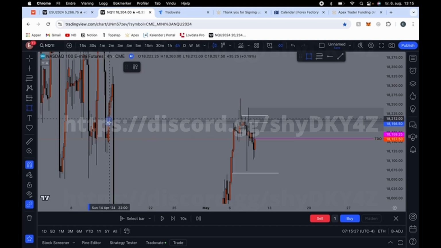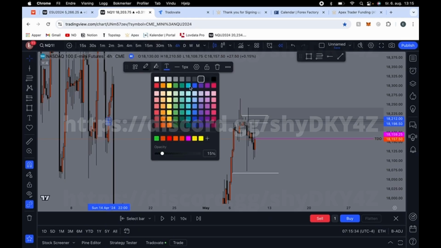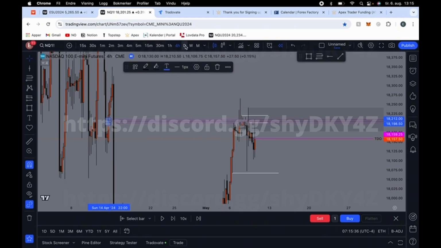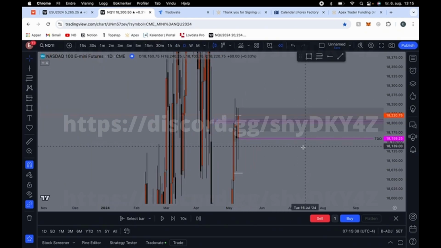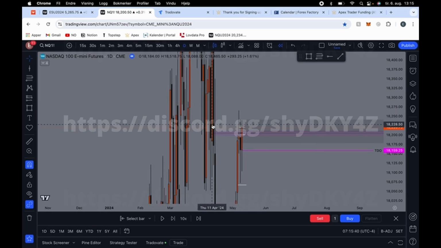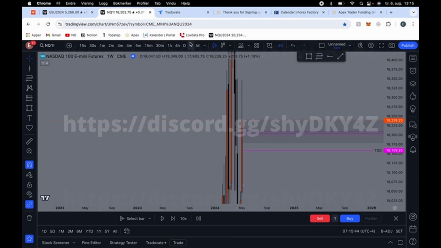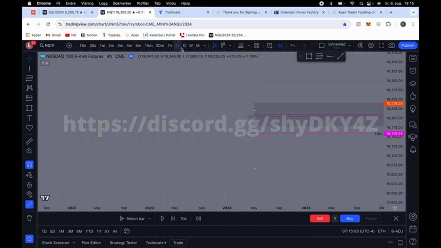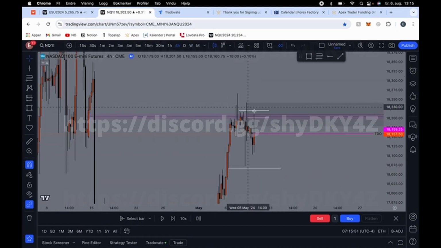Something else to look at, if you're gonna find some levels, is to start marking out your other 4 hour levels. You can go daily. Look, okay, we're inside this daily order block. So we're gonna look for sells. Weekly, same thing. You just want as many confluences as possible to find that one specific level.